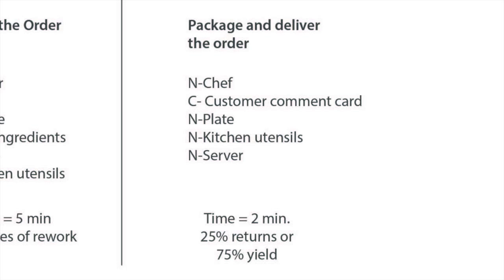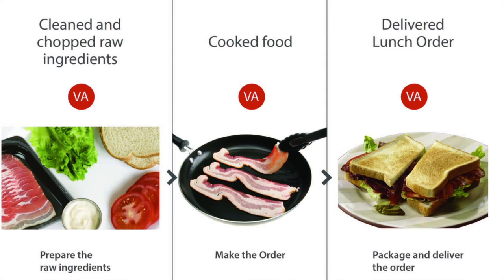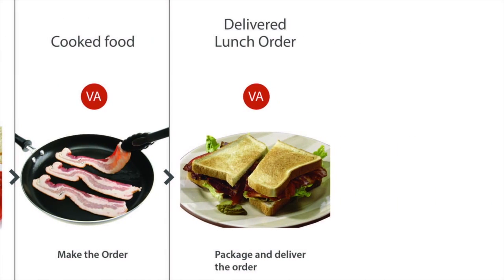In step 2 of creating a process map, you list all the outputs for each process step. In our example, the first step is to prepare food. Its output is to have clean and chopped raw ingredients. The second process step is to make the order, which means the output of this step is the cooked food. And the last step in our process map is to package and deliver the order. The output here would be a plated or properly packaged meal, ready to be eaten.